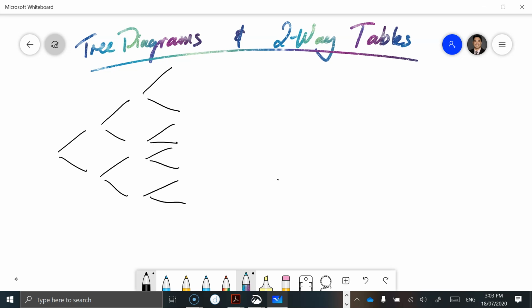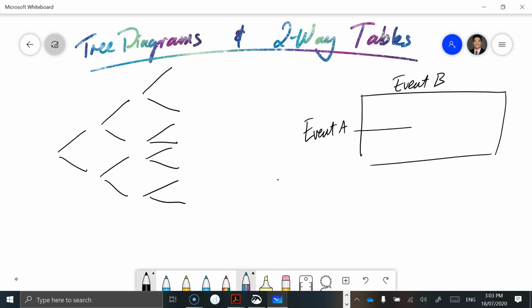And then two-way tables, you would have event A over here, you would have event B over here, and you would have a grid to kind of show what they have in common. It's a really good way of displaying your sample space, displaying the outcomes of multiple events happening. So let's say we flip a coin, because I've got a couple examples coming up.